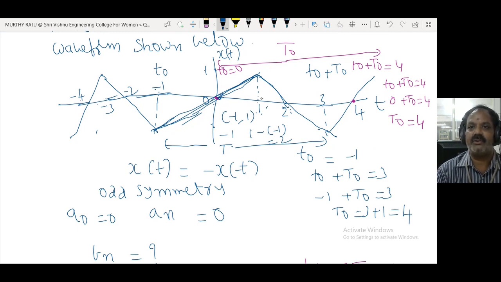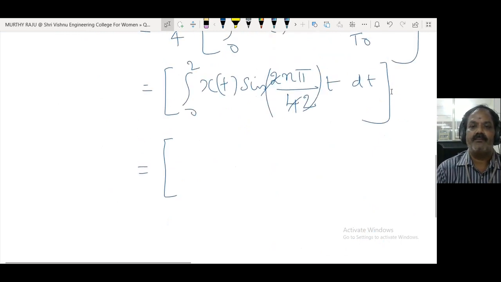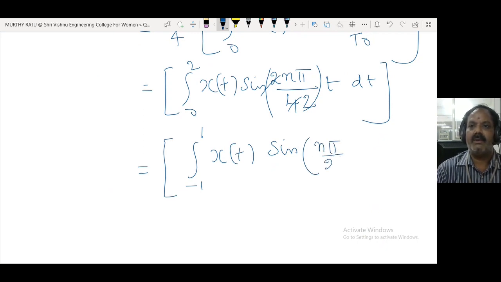Therefore, instead of 0 to 2, we have to consider -1 to +1. Here 0 to 2 is replaced with -1 to +1, x of t sin n pi by 2 t dt.